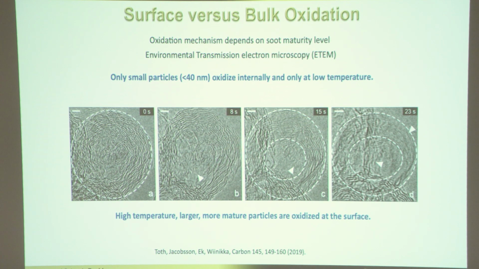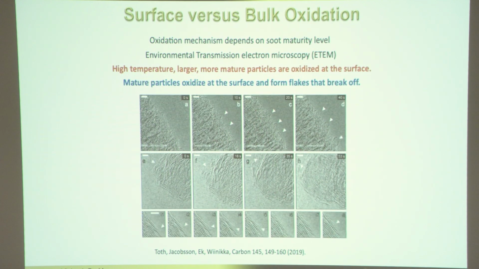As you oxidize, you see that the disordered part seems to be going away. So you can get oxidation of particles, so particles that are really small can actually oxidize from the inside, but particles that are larger, that are mature, can actually, let me go. See that, so here's another one where you have a bigger particle, and it's immature.